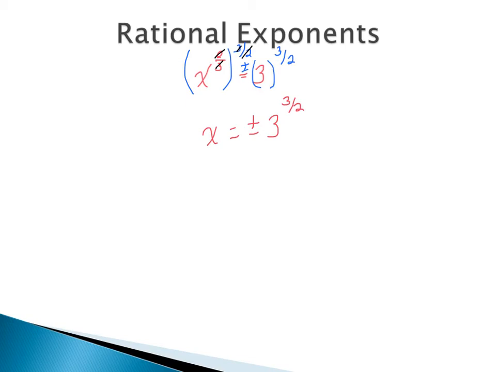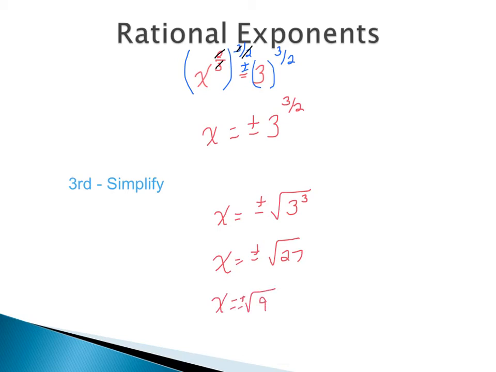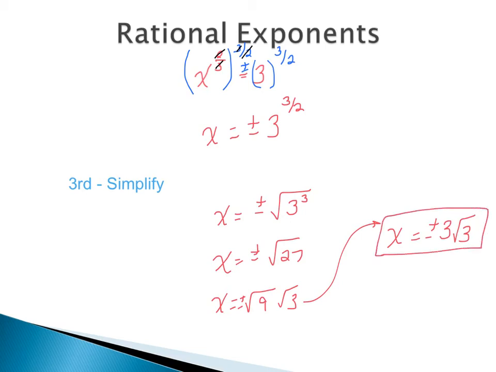Our next step would just be to simplify what we have. So I would have x equals plus or minus, so 3 to the 3/2 would be the square root of 3 to the 3rd. So 3 to the 3rd would be 27. So we have x equals plus or minus the square root of 27. And then simplifying this radical, we would have plus or minus square root of 9 times square root of 3, or really just x equals plus or minus 3 square root of 3.